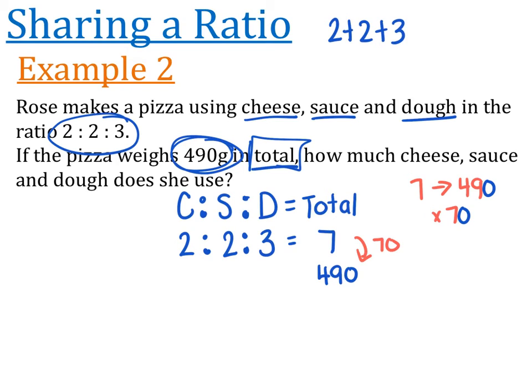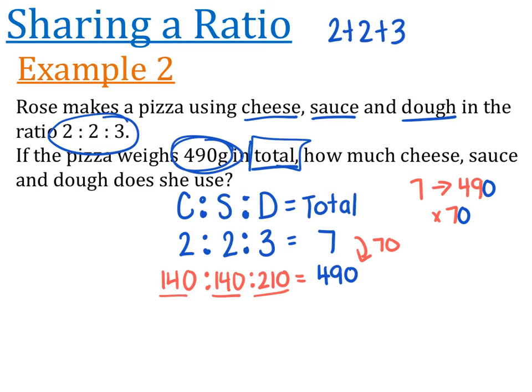2 times 7 is 14, and then we need the 0. Same thing with the sauce. And then 3 times 7 is going to give me 21, and I also need the 0 at the end. And then there we go. So they wanted to know how much cheese, sauce, and dough does she use? Well, she uses 140 grams of cheese. She uses 140 grams of sauce and 210 grams of dough. And if we add those all together, we'll get 490.